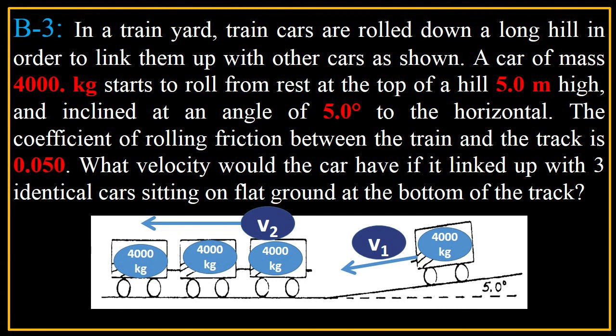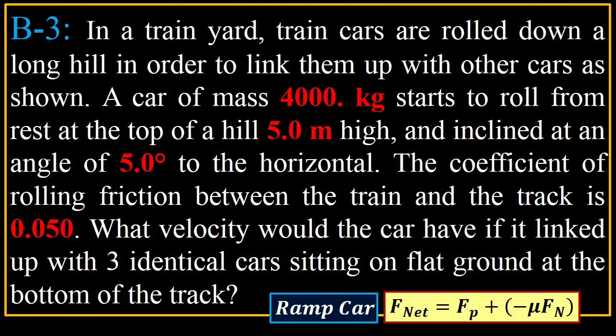So V1 is going to be the single car, and V2 is going to be all 4 cars put together, because the V1 car is going to hook up. So it's going to be the total momenta of the 3 cars that are 0 and the 1 car that's rolling. You get it? And then the final momenta will be simply the 4 cars put together.